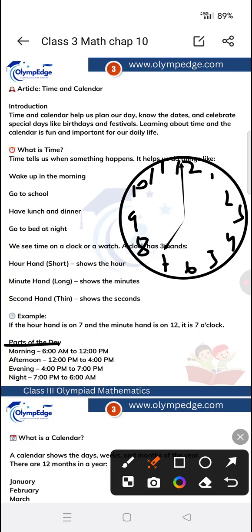Then next we have parts of the day. Morning from 6 a.m. to 12 p.m. Then we have afternoon, 12 p.m. to 4 p.m. Evening, 4 p.m. to 7 p.m. and night, 7 p.m. to 6 a.m. So these are the parts of the day, which is morning, afternoon, evening and night.